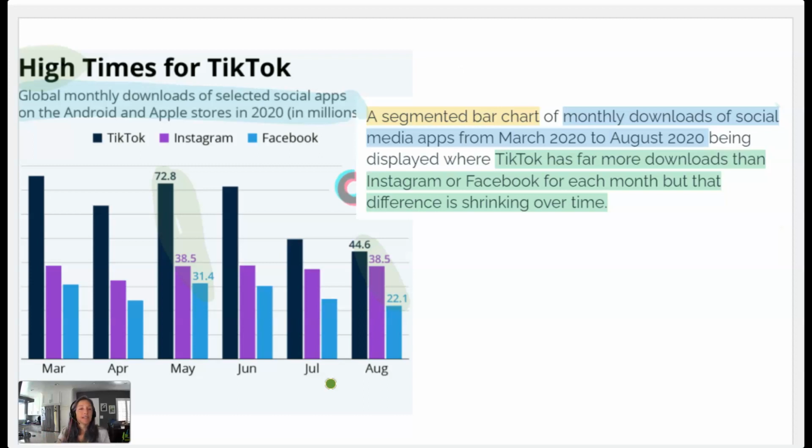So something about that. If you didn't have that, that's fine. But this is what the main takeaways of this graph to me are. We see TikTok has way more downloads than Instagram or Facebook, but what started out really high is starting to level off as maybe they've saturated the market, or whatever that might be. So there's my alt text for this. Hopefully yours looked somewhat similar.